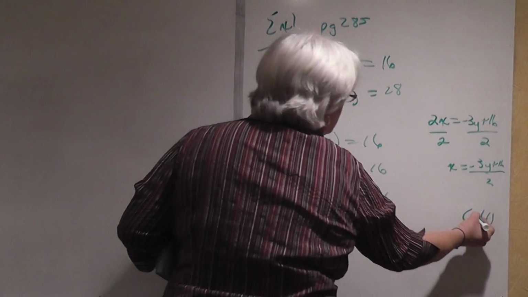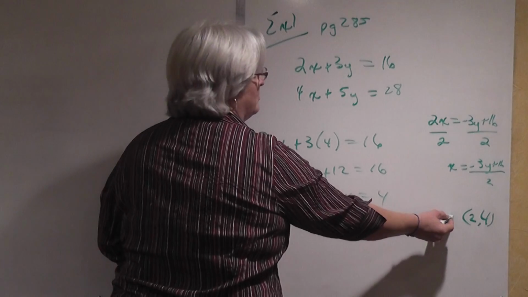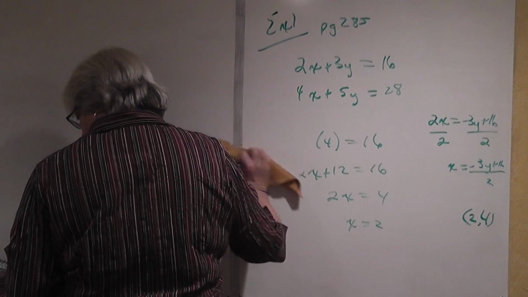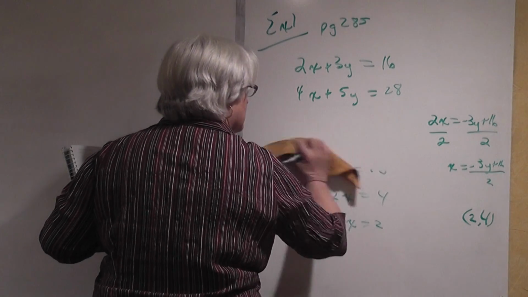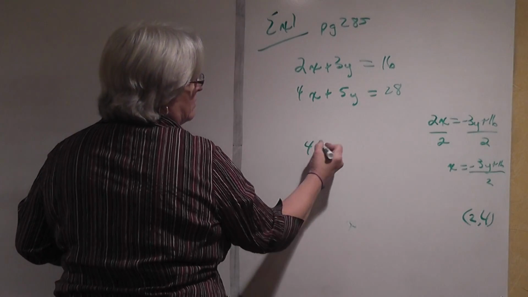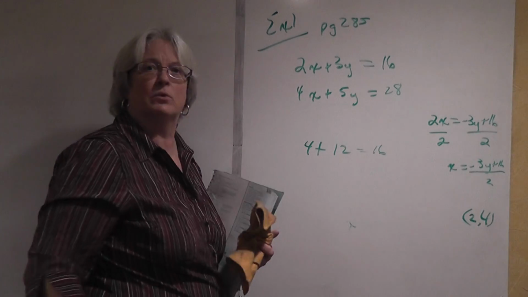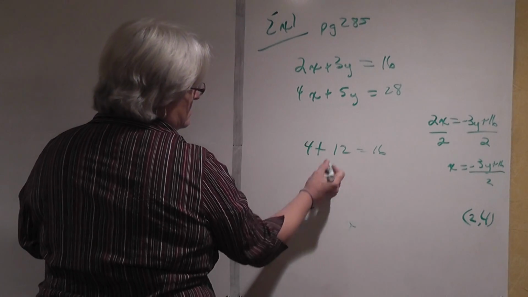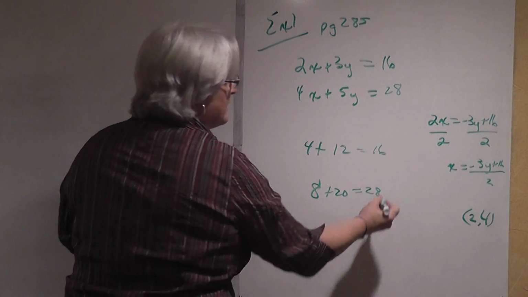We now have x is equal to 2, giving us the ordered pair 2, 4 for our solution. Let's see if this works. Does this work? What happens? If x is 2, I have 4, plus 3 times 4 is 12. Yeah, that's equal to 16. Check this. 4 times 2 is 8, plus 5 times 4 is 20. Yeah, that's equal to 28.